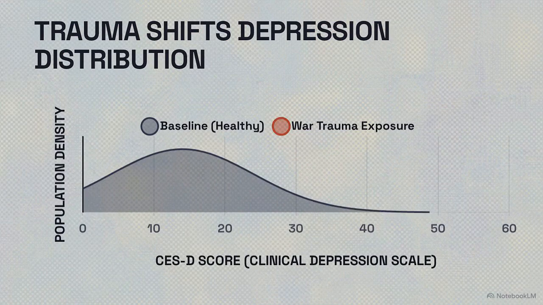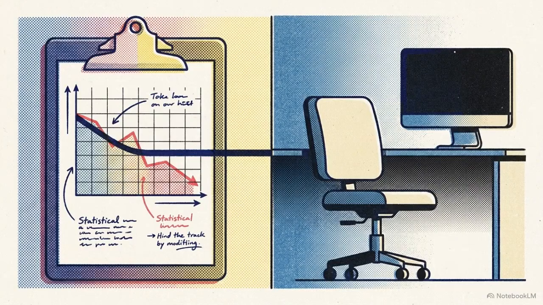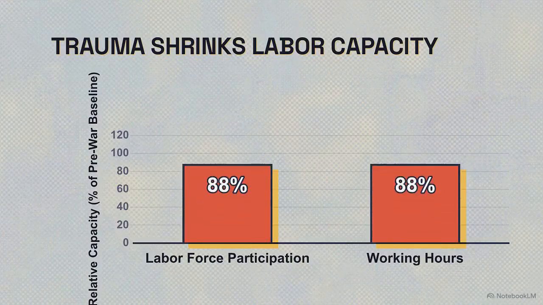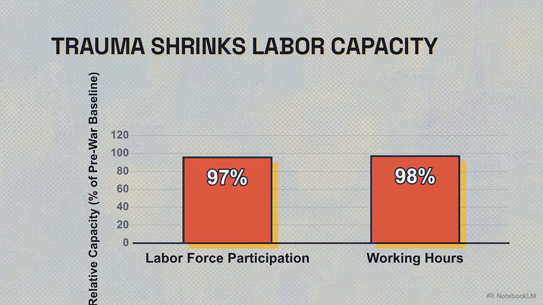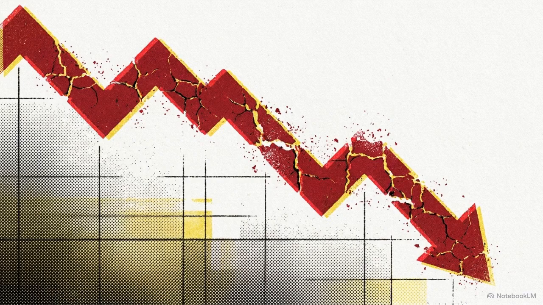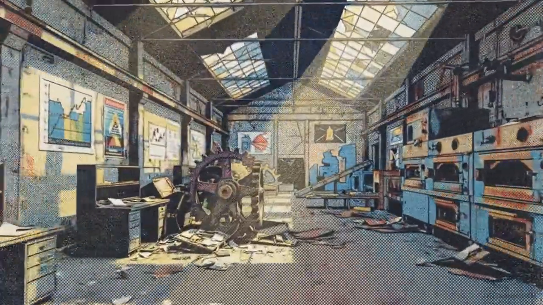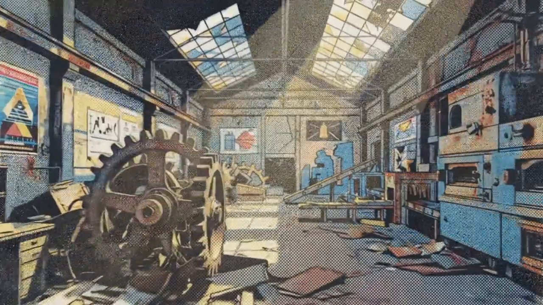6 years after the conflict ended, individuals exposed to war trauma scored 1.6 standard deviations higher on clinical depression scales. This medical baseline correlates directly with labor market outcomes. Severe depression leads to reduced labor force participation and fewer working hours. This isolated trauma was responsible for an estimated 4.2% drop in the nation's total GDP. The massive economic hemorrhage caused by a heavily traumatized workforce continues long after the physical fighting has ceased.